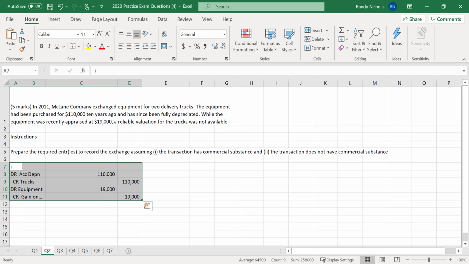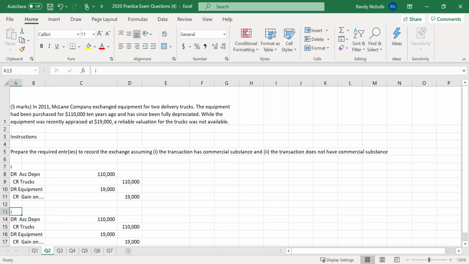Part 2 says, well, what if there's no commercial substance? And if there's no commercial substance, all that means is I can't record the gain. So I still have to get rid of these trucks, right? They still have to go away. And then if there's no commercial substance, the rule is the new equipment, or what I'm acquiring, comes on at the book value of what I gave up, which in this case is 0. So truthfully, I wouldn't even need this line, but I might want to put it in just to know I have a piece of equipment even though it's got $0.